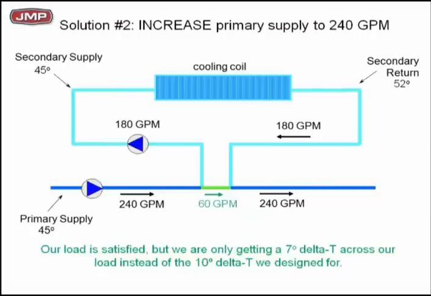So now I got 180 GPM of 52-degree water mixing with 60 GPM of 45. It gave me 240 GPM back to my chillers that were designed for 10-degree delta T, have an elevated and a reduced temperature, approximately 50 degrees. So now I've got 5 degrees across the loop. How's your chiller going to load up? We'll talk about that in a minute, but the answer is it will not.